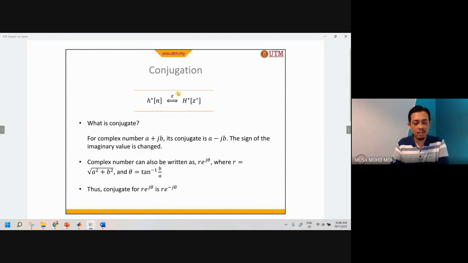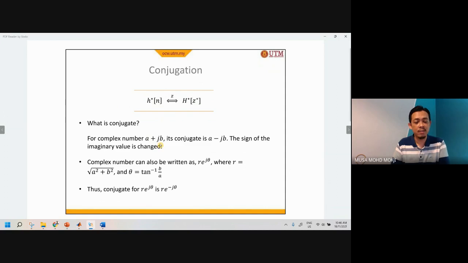And again, this is actually math, so you have to learn it, because the Z domain is a complex domain. Z is a complex value, and when you have a complex value, you cannot avoid the term conjugate, because it's very related to complex values. What a conjugate is, is actually quite simple and straightforward. So what is the conjugate for a complex number, a plus jb? Why do we care about complex numbers? Because Z is a complex value.